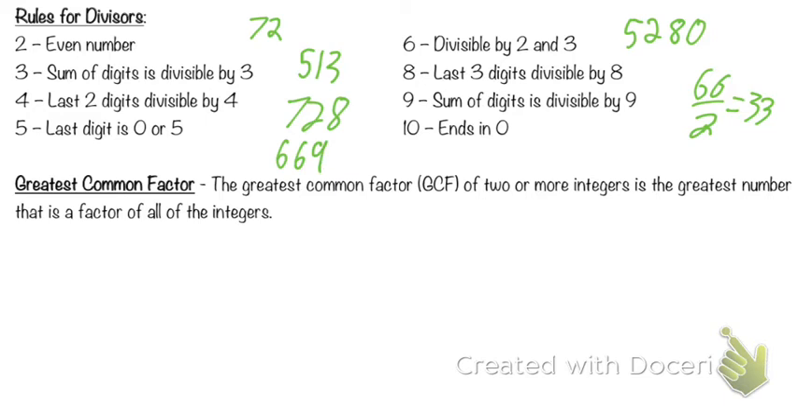669. What's 6 plus 6? 12. What's 12 plus 9? 21. Does 9 go into 21? No. So it is not divisible by 9. Does 3 go into 21? Yeah. So it's divisible by 3, but not by 9. Does that make sense?